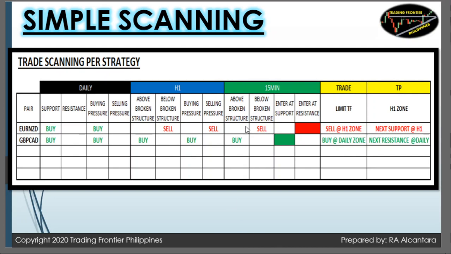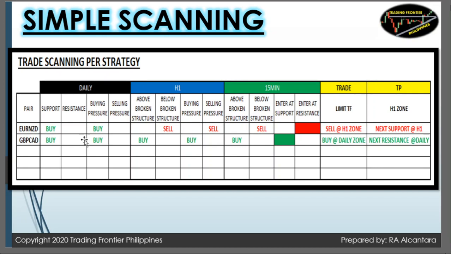And you know where the limit of your take profit is, depending on which time frame you're actually selling or buying. So again, just a recap, Euro NZD is showing me to buy on a daily. However, on an H1 it is showing me to sell. So definitely if I'm going to enter the market at 15 minutes, my take profit limit will be only at H1, because the H1 is telling me to sell. That is my limit only for my selling opportunity.